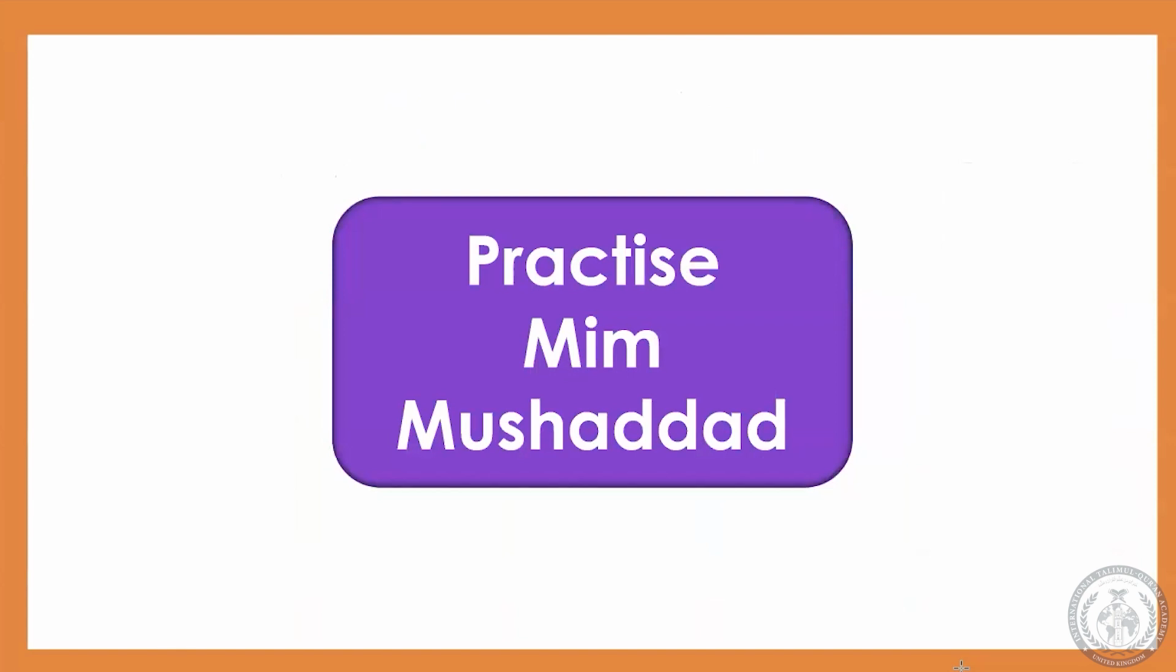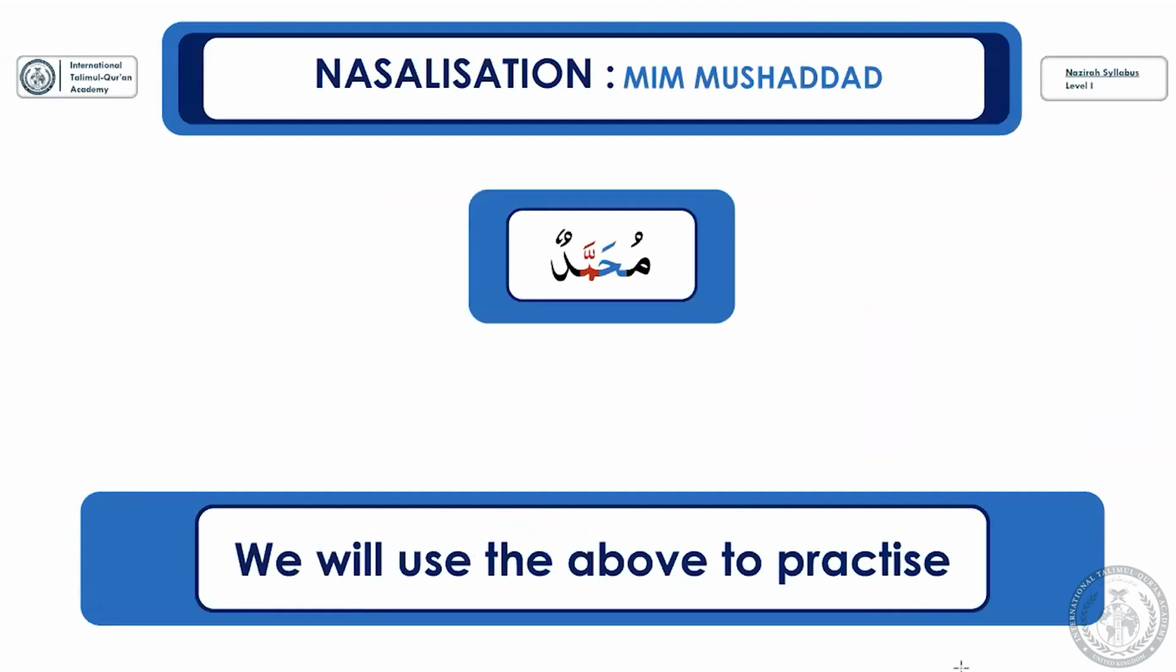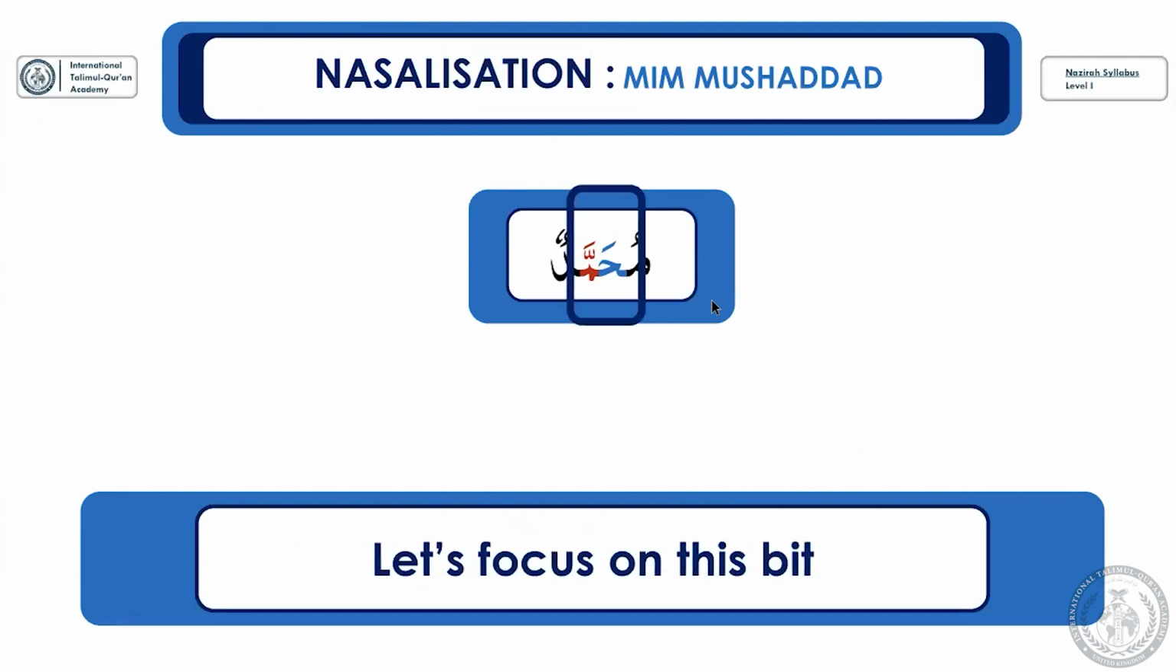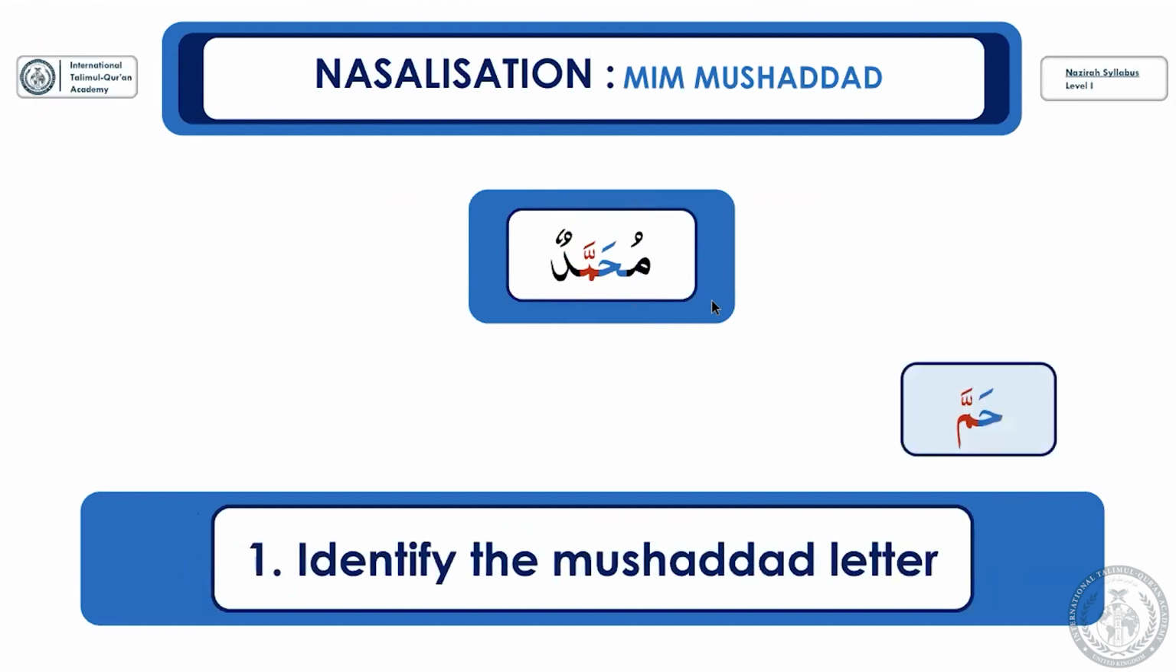So as I said in the beginning, there are two different letters or two different instances where we have to make the Ghunnah sound. One is Mim mushaddad and one is Noon mushaddad. So let's have a look at Mim mushaddad first. Let's have a look at this example over here in the Holy Quran. We will use this to practice the rule of Ghunnah on Mim mushaddad. Okay, let's focus on that bit first where it's highlighted, encircled. We have to identify the mushaddad letter first of all. The mushaddad letter over here is Mim.